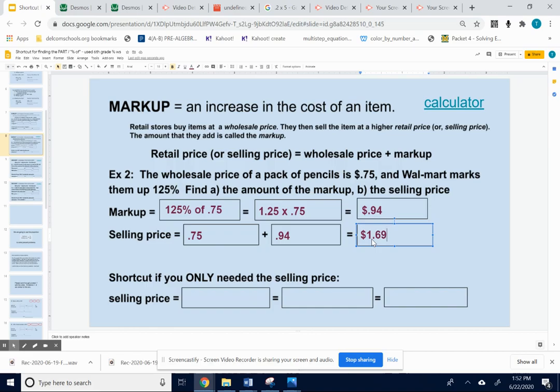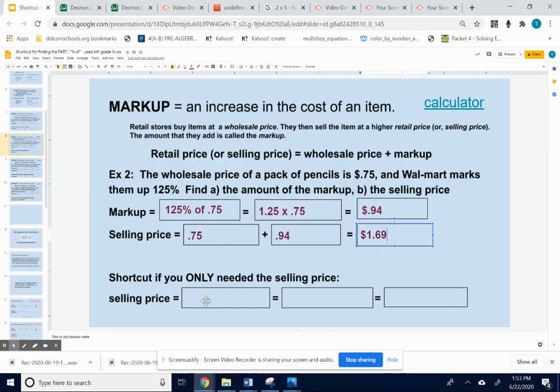The way that we found the markup is we found 125% of 75 cents by moving the decimal point 2 to the left on your percentage and remembering that of means multiply. The shortcut, if you only needed the selling price, think of it this way. You have to not only spend 100% of the 75 cents that Walmart has to pay, but you also have to pay an additional 125% tacked onto that. That's kind of a tricky thing to think about.